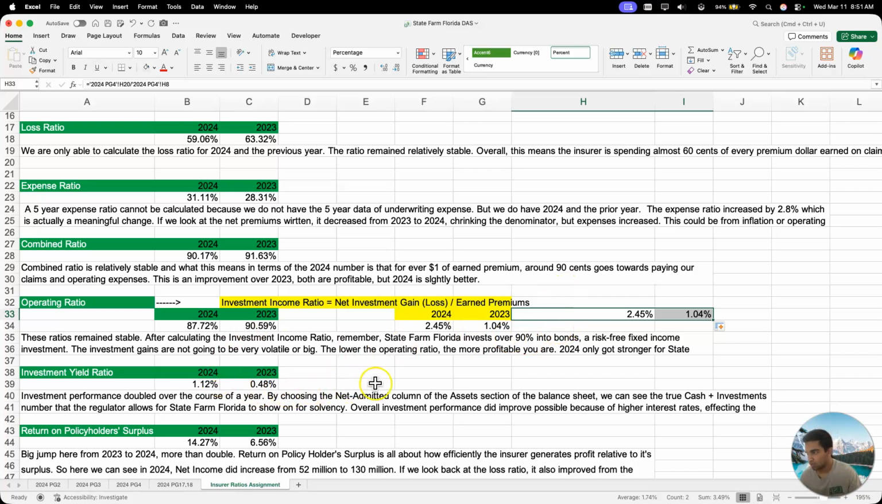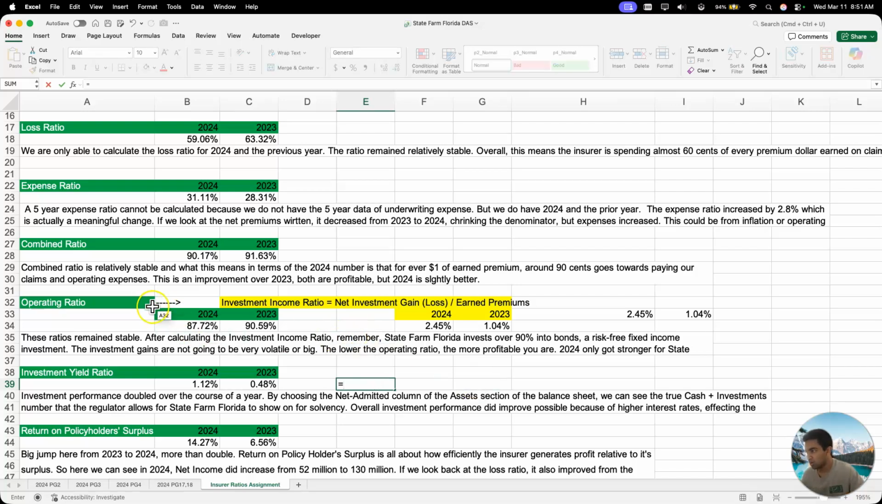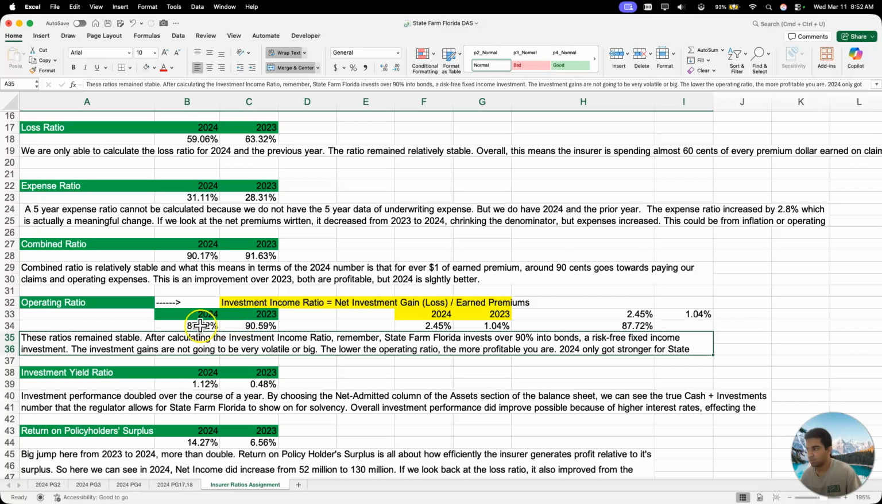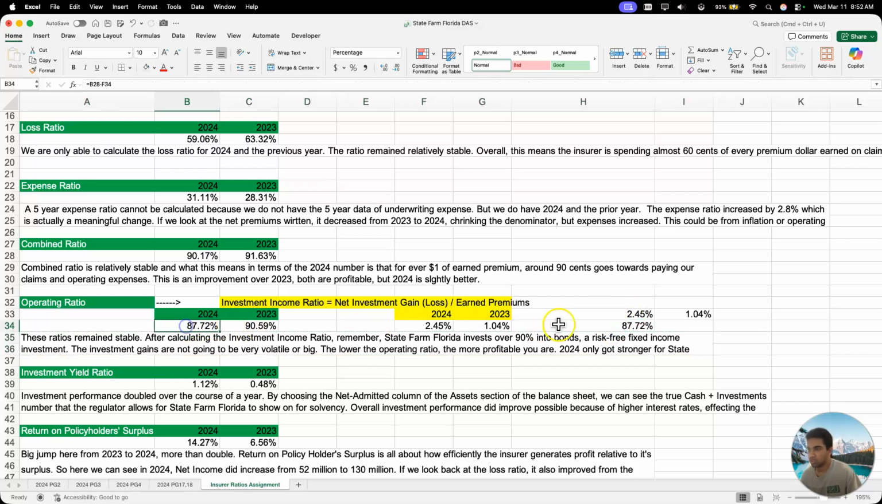And you just subtract. All you want to do is take the combined ratio. So if you want to get operating ratio, you take your combined minus your investment ratio, and you get this number, which matches right here, these two. And if you want to drag it to the right, go ahead.